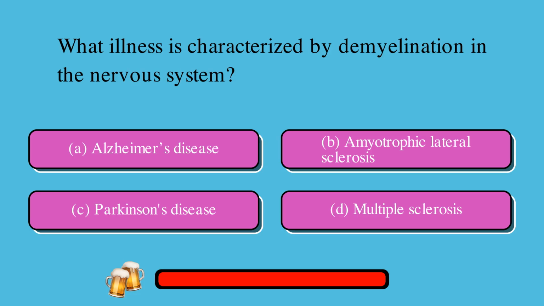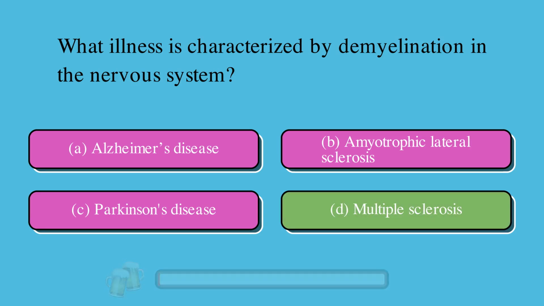What illness is characterized by demyelination in the nervous system? A. Alzheimer's disease, or B. Amyotrophic lateral sclerosis, or C. Parkinson's disease, or D. Multiple sclerosis. The correct answer is D. Multiple sclerosis.